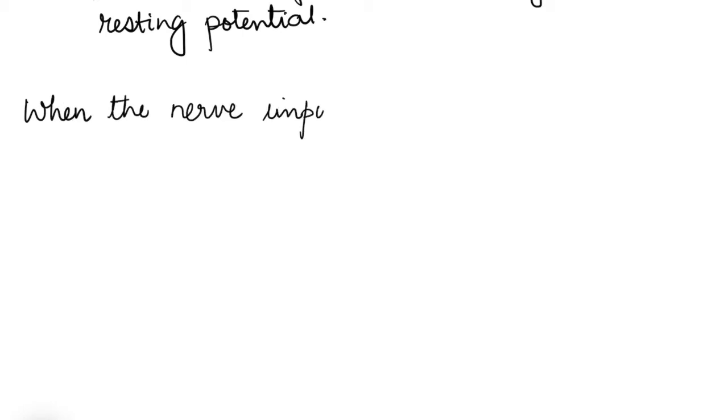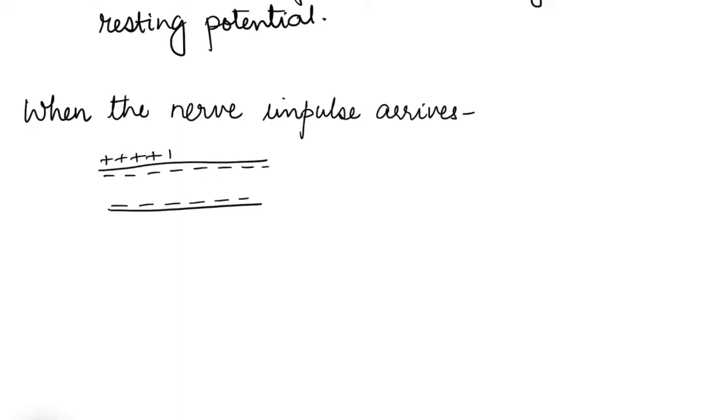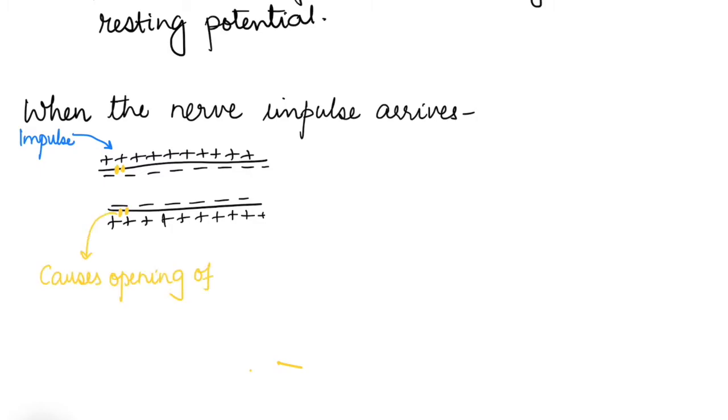So what changes happen here? We are going to see that. Now here I am drawing again the structure of the axon. So this is the resting membrane potential, and when an impulse arrives at a particular point here, that causes the sodium channels to open. So these sodium channels open when there is a specific level of the polarity or a charge that comes.